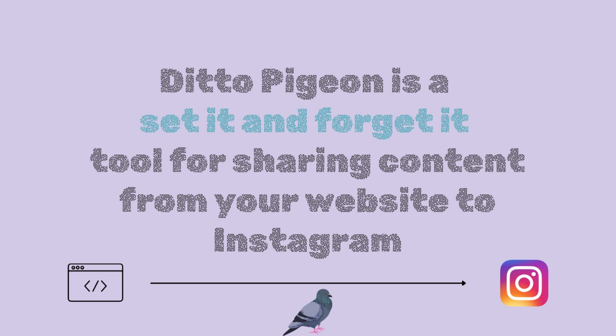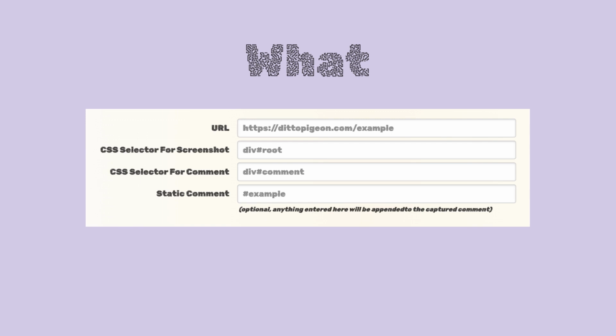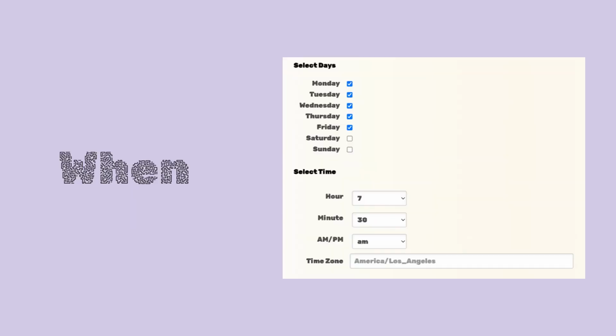Automatically. Just tell Ditto Pigeon what part of your site to capture and when, and we do the rest. We use CSS selectors to copy only the content you want to share, and let you schedule when to share. That can be your existing content that visitors to your website are already viewing, like a photo for your latest blog post. Or you can program a section specifically for Ditto Pigeon and Instagram, complete with auto-generated captions and hashtags.